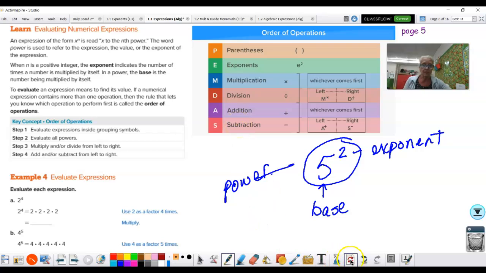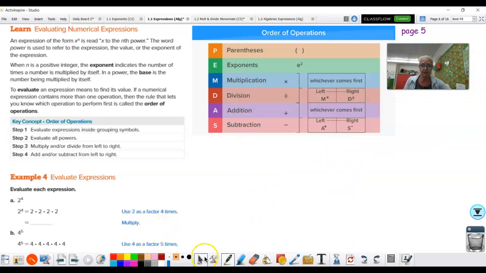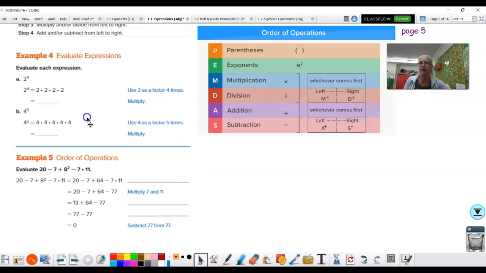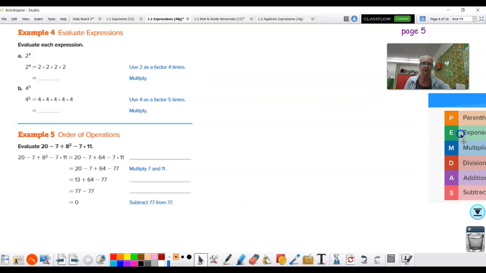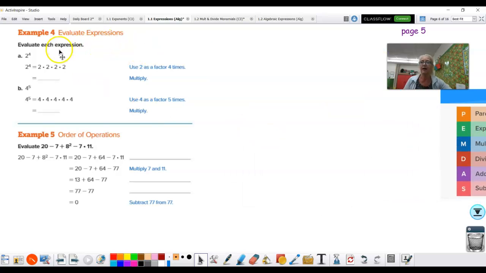Okay. So let's go down here to example 4. Oh, and example 5 was hidden down there. How fun. Example 4 and example 5. Evaluate each expression. Get my handy dandy pen out here. All right, 2 to the 4th power is the same as 2 times 2 times 2 times 2. Well, 2 times 2 is 4, and this is 4, so this is going to be 16.